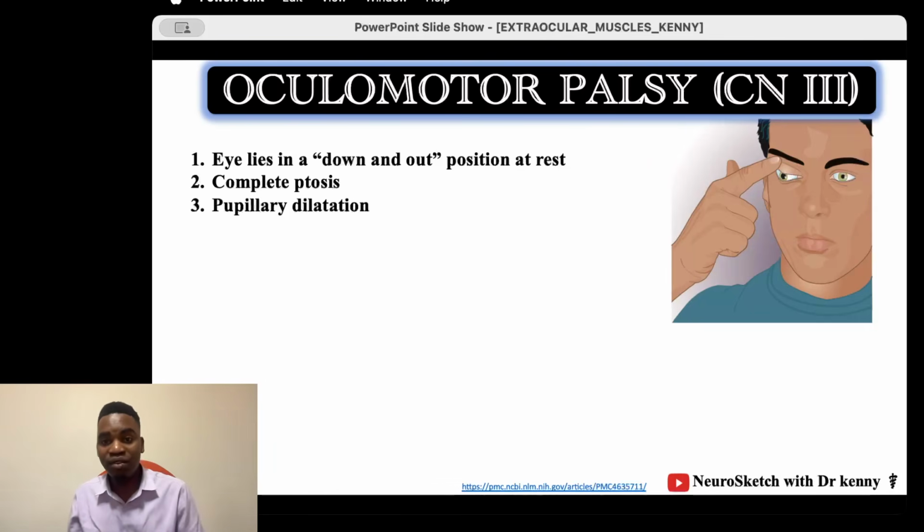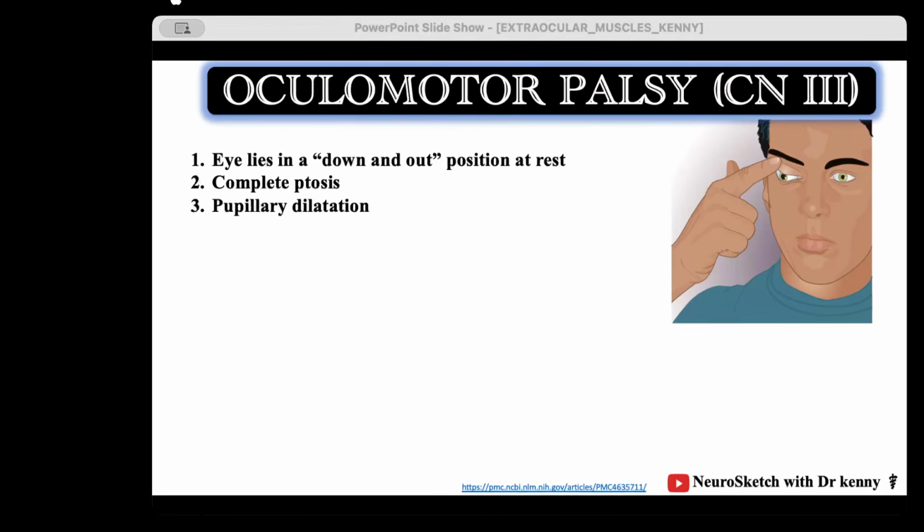And next to it will be the trochlear nerve. Don't forget to follow the discussion of the trochlear nerve.